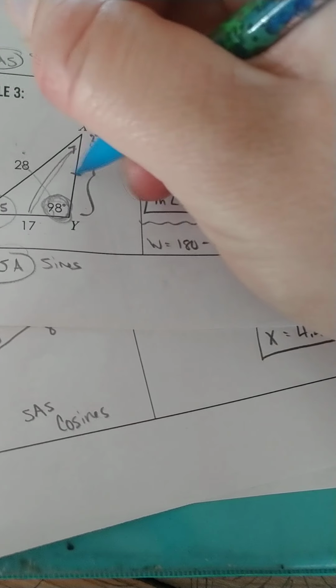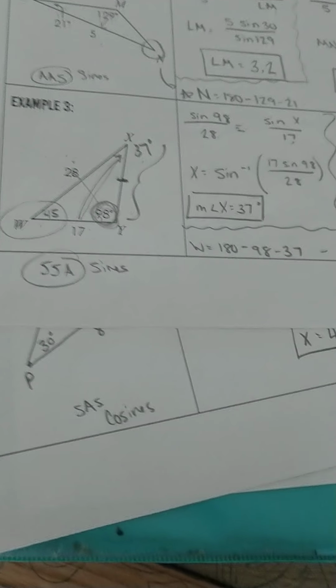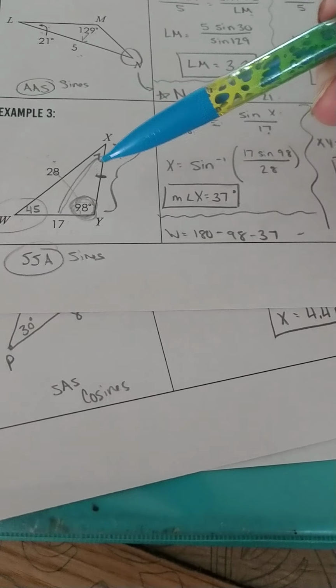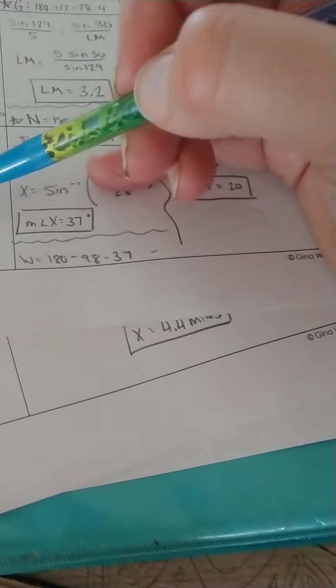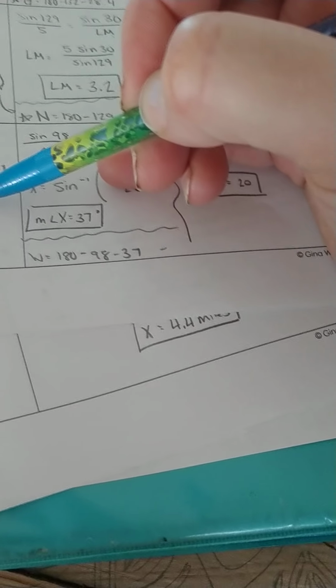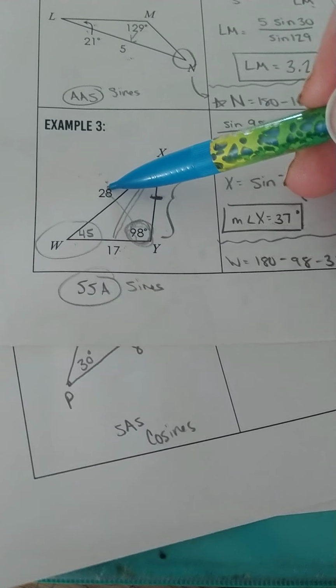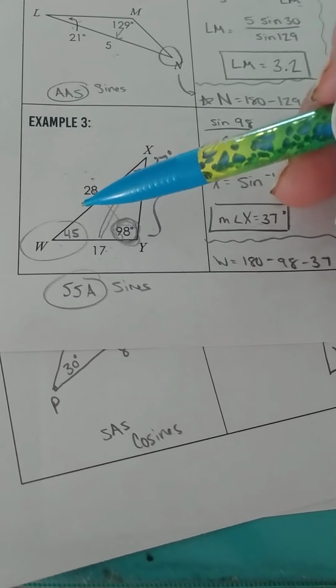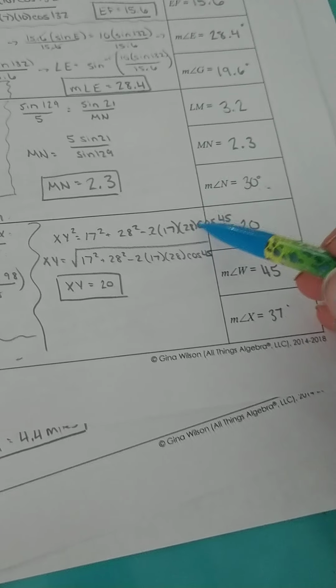I want a side, particularly I want this side. Me, personally, for the most part, if I'm trying to find a side, I think cosines is easier. If I'm trying to find an angle, I think sines is easier. But it is completely up to you, personal preference. If you do the law of sines, you're going to get the same answer. But I set up, all right, XY squared equals, what are my other two sides? 17 squared plus 28 squared minus 2 times 17 times 28 times the cosine of that angle, 45. So it is set up here.